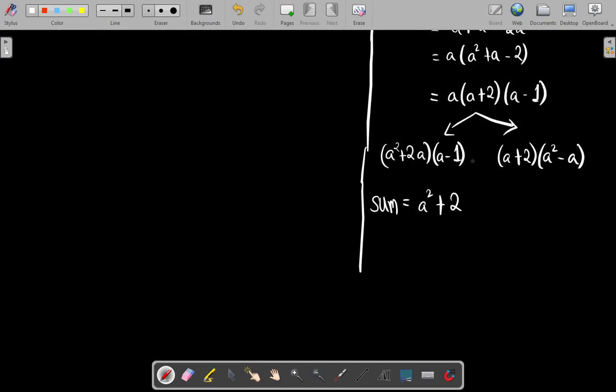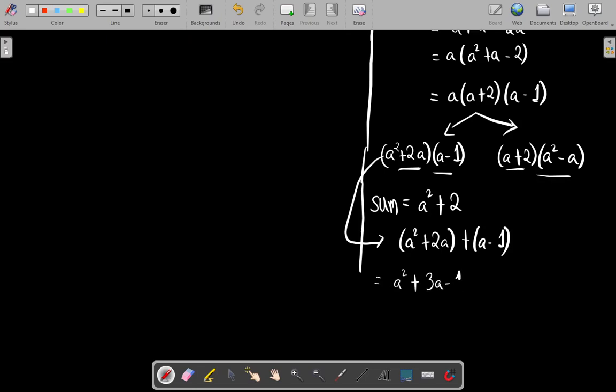So in our case, either the sum of these has to become equal to a² plus 2, or the sum of the other two has to become a² plus 2. Otherwise, the factorization won't happen, right? So if we check with this one, the sum of these two factors, a² plus 2a plus a minus 1, does it match this sum, a² plus 2? We see we get a² plus 3a minus 1. So this one is not matching. Now what about this one? a plus 2 plus a² minus a.